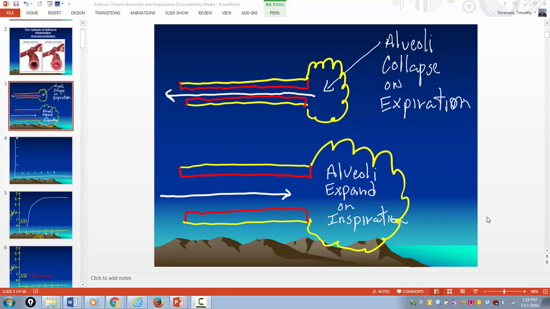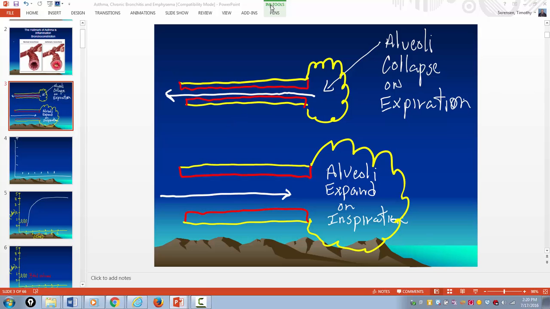I'm going to explain to you the pulmonary function curve, and I'm also going to explain why in people with COPD their pulmonary function changes. In people with COPD, the bottom line is they can't get air out. They can take air in, but they can't get it out of their lungs. So let's talk about that.